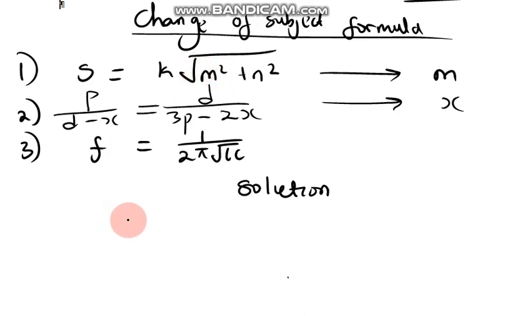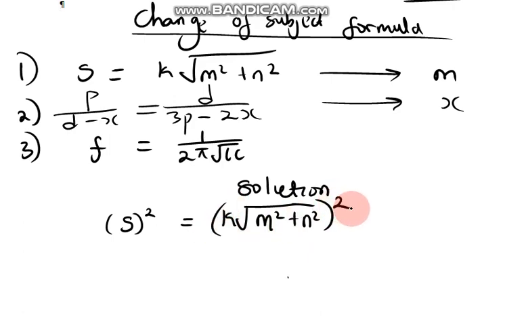Very good. So if you square both sides, you're going to have that s squared is equal to k square root of m squared plus n squared, and then we square. So that will give us what? That our s squared equal to k squared, and now don't forget that whenever you square a square root like this, the square is going to cancel the root. So we are left with what? m squared plus n squared. Very correct. So if we do that, we're going to have that s squared equal to k squared, times m squared plus n squared. Now we have eliminated our square root sign.